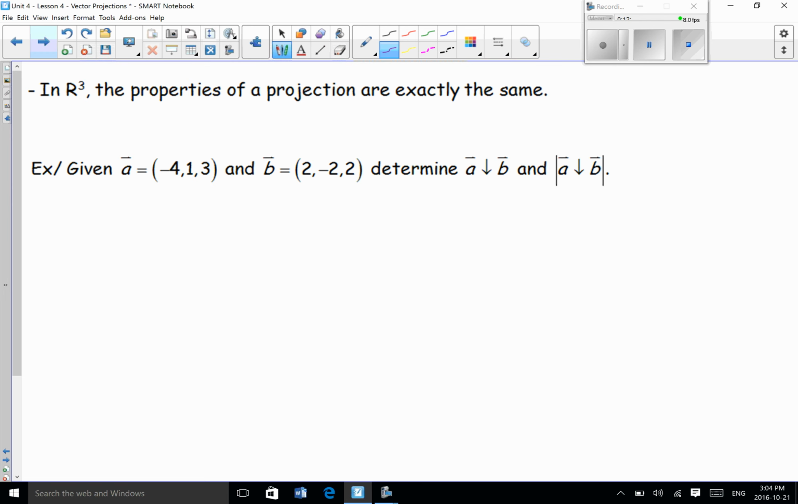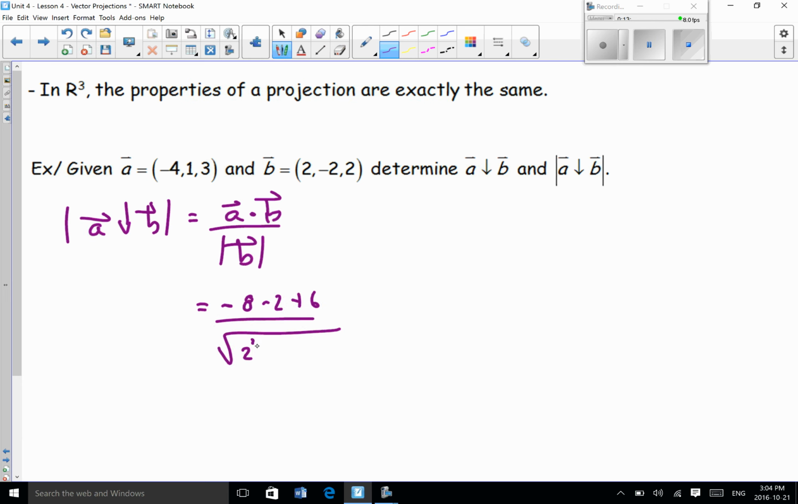If we talk about R3, because we always want to talk about R2, R3, the properties that work in R2 always work in R3. They're basically the same properties. So if I wanted to find A onto B, vector and scalar, I can do both. Three-dimensional is just worrying about three components. So A onto B, we'll start with the scalar one first. Scalar would be A dot B over the magnitude of B, right? That's our formula. So A dot B is negative 8 minus 2 plus 6 over the square root of 2 squared plus negative 2 squared plus 2 squared, which gives us negative 4 over root 12.